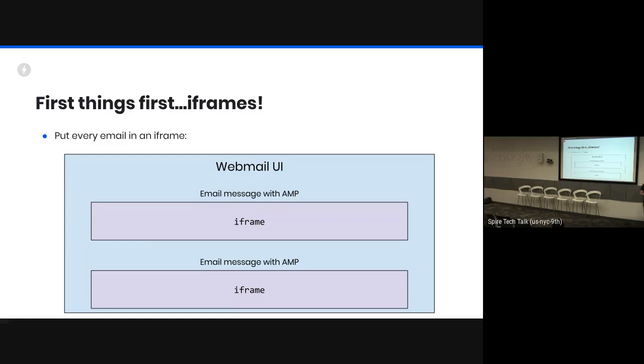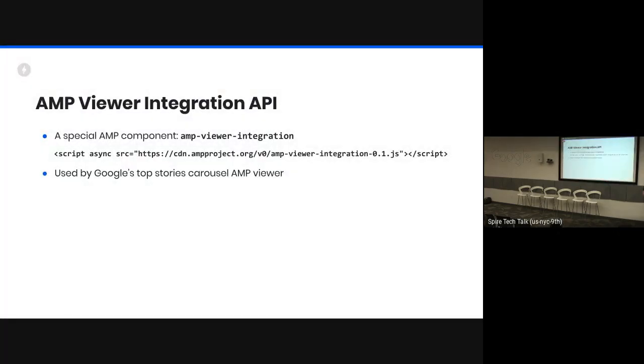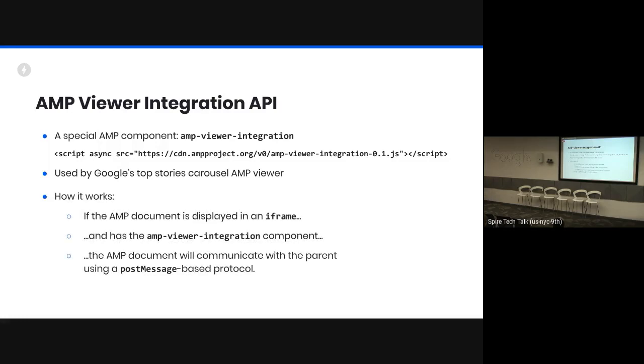Now, once we've done so, we can actually leverage a technique that's already used in another situation where AMP is displayed in an iframe, which is the AMP viewer. For example, the one used by Google Search. Google Search also displays AMP inside an iframe and uses something called the AMP Viewer Integration API. The AMP Viewer Integration API is like a special AMP component that, when added to a page, will make the AMP document that's inside an iframe talk to the page that contains the iframe. What this means is that now the page that has the iframe has a certain degree of control over the AMP runtime. And the AMP runtime would also report things to the page that contains the iframe.